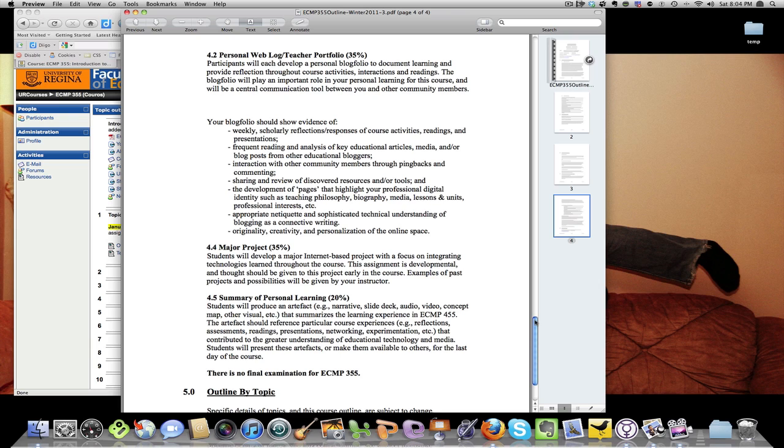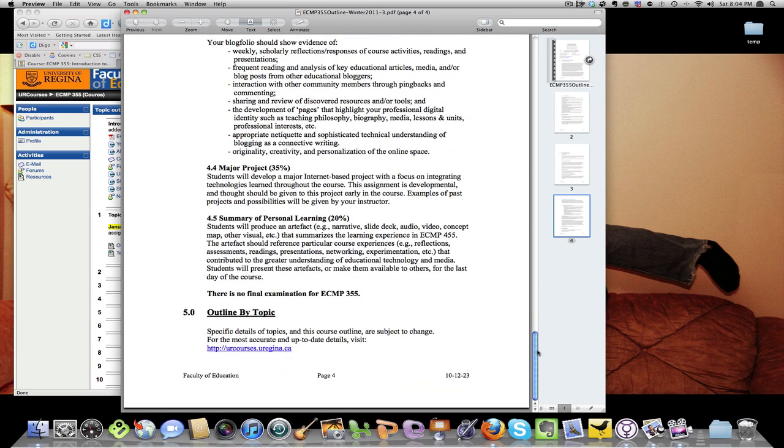So some basic ideas of what the blogfolio should look like. I will give you some rich examples of ones that have been very successful in the class. We'll deal with that in the early weeks of the class, but just know that you'll have to do that, and you'll actually start with it in your very first tech task, which I'll talk about in a few minutes. There is a major project in the class, and I will show you some great examples of that as well.